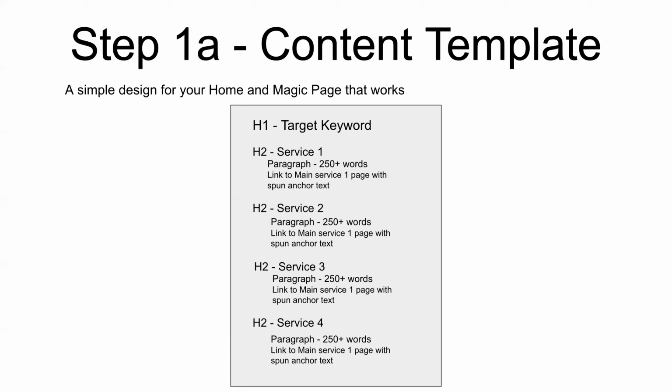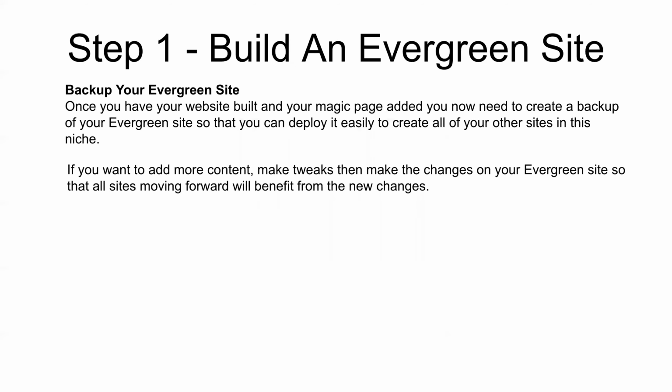And then you want a paragraph of around 250 words. And obviously you're going to link to that service page with spun anchor text. Same with service 2, same with service 3, same with service 4 and 5 and 6 and however many services you've got. Obviously, you can also have other information on there. You can have images on there, you can have videos on there, all of that sort of thing. But that is your basic layout of what you want content-wise.